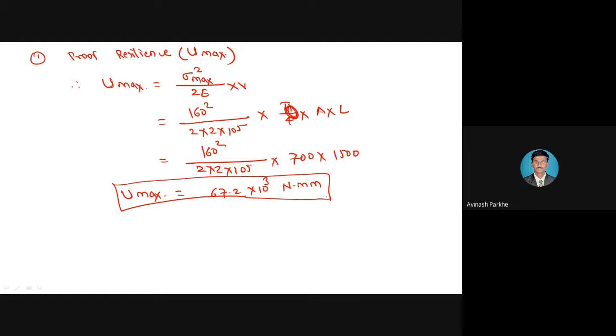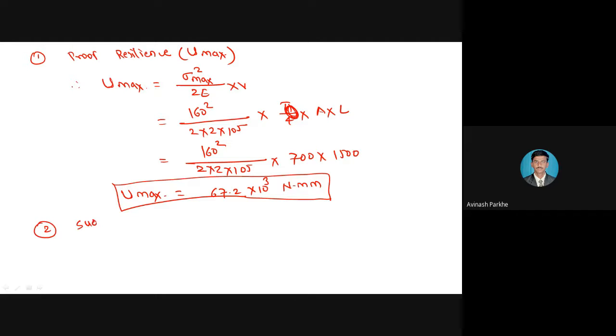So this represents Umax, the proof resilience. It is a simple formula. The formula for strain energy is U is equal to sigma square upon 2E into volume. But here we are calculating the proof resilience, the maximum condition, so Umax is equal to sigma max square upon 2E into volume.